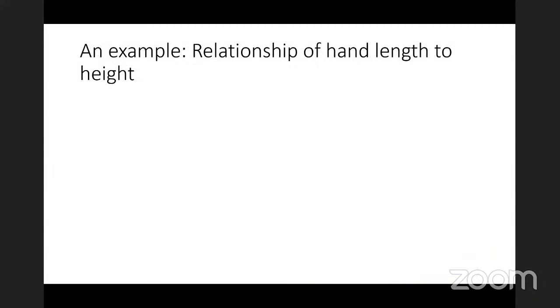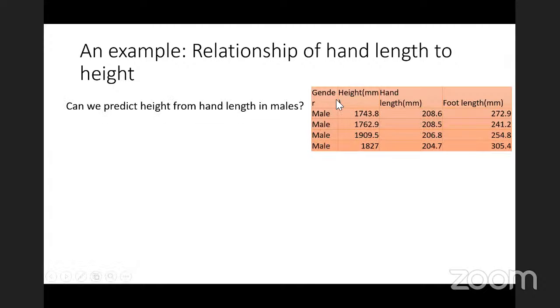Let us look at an example. We have a study in which the experimenters try to find out the height of various individuals, and they try to predict the height from the hand length and the foot length. Over here we just have a short snippet of the data: the gender, the height of the individual in millimeters, the hand length, and the foot length.